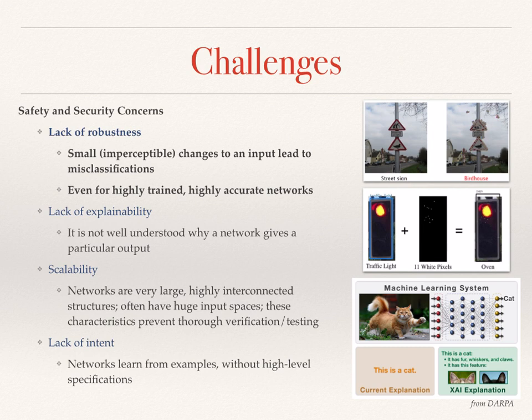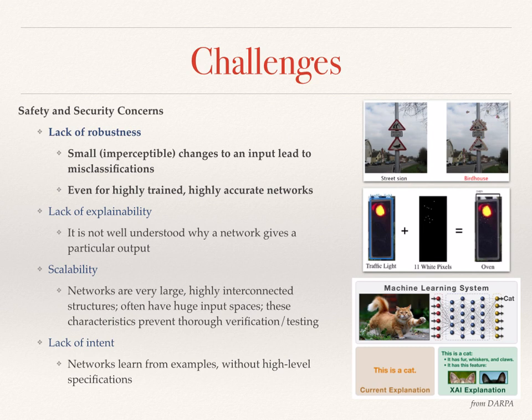Another problem is scalability. Networks are very large, they are highly interconnected, often have huge input spaces. For instance, image recognition takes huge inputs as images, as matrices of pixels. And these characteristics prevent thorough verification or testing. And furthermore, many heuristics that were developed in the verification and testing community don't apply in the case of these highly interconnected structures.